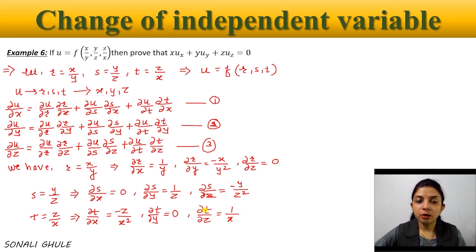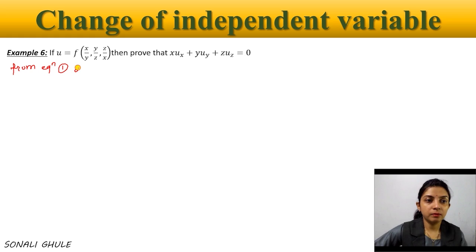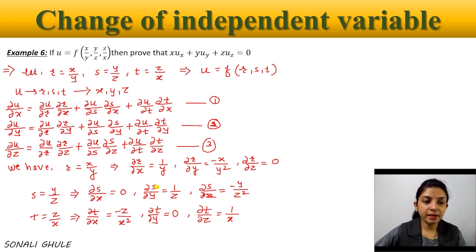Now using all these derivatives in equation 1, equation 2, equation 3, what we can find, see here, I can write from equation 1, ∂u/∂x is equal to, see what I can write, ∂u/∂r, ∂u/∂s, ∂u/∂t.